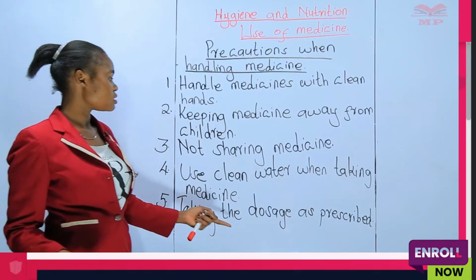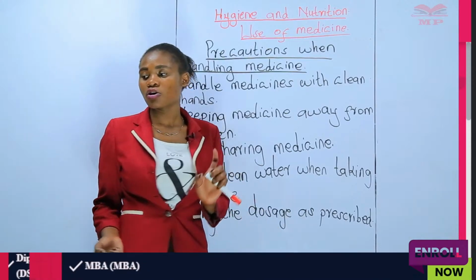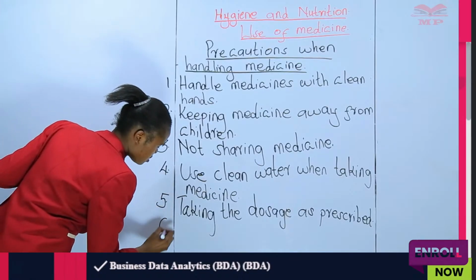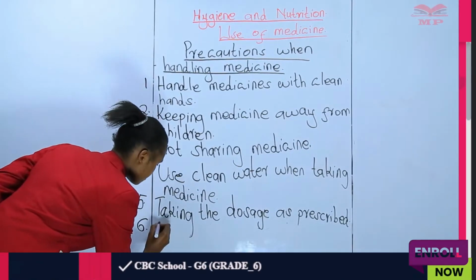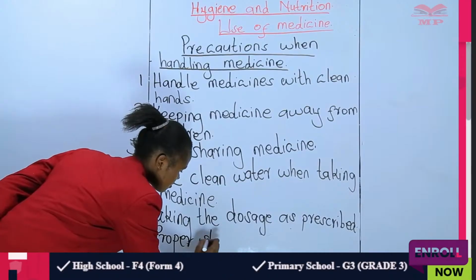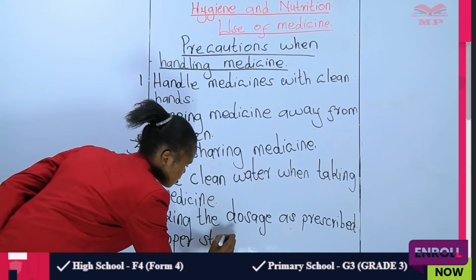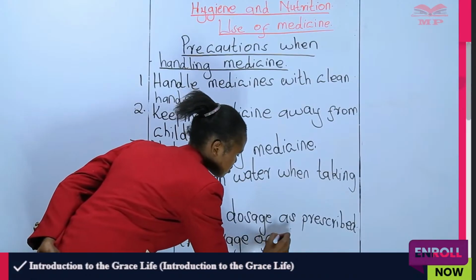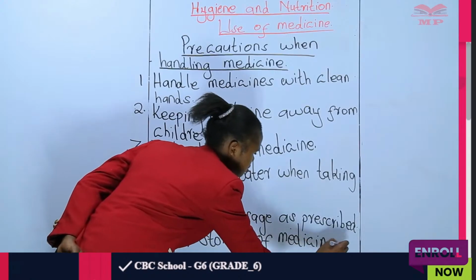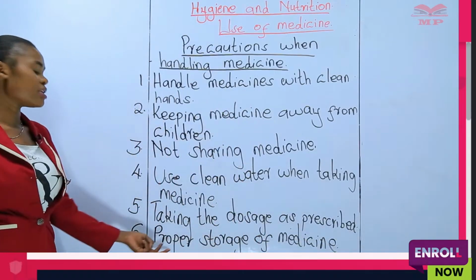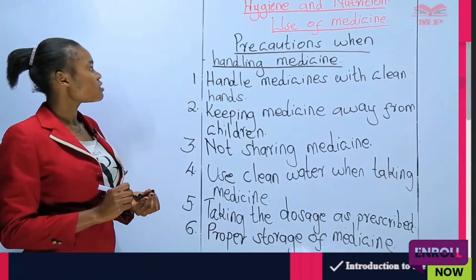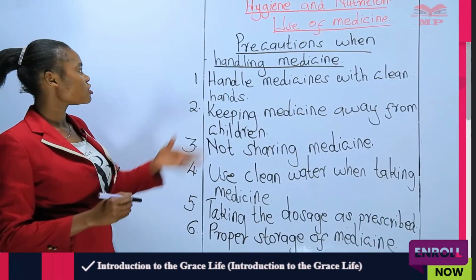So taking the dosage as prescribed. Learn to follow the doctor's instructions. And lastly is proper storage of medicine. Make sure that you are keeping your medicines at a safer place. Now these are some of the precautions when handling medicine.